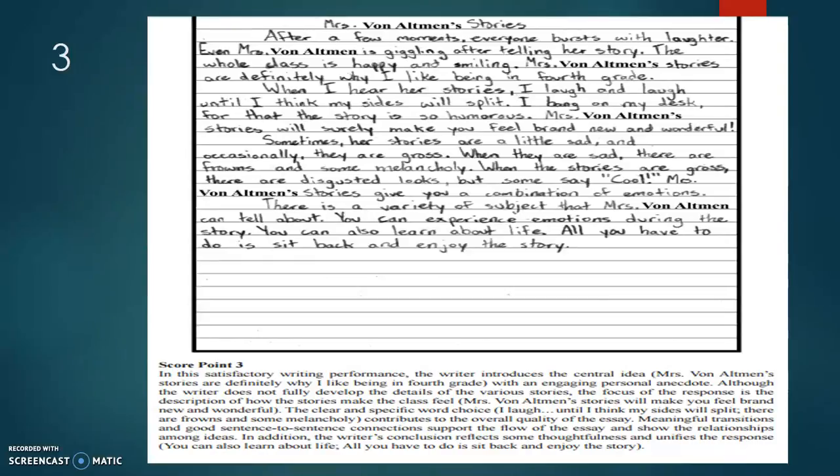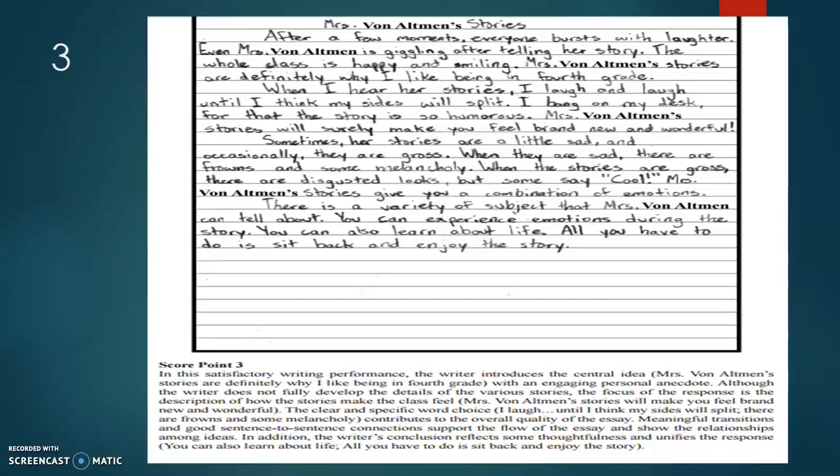In this satisfactory writing performance, the writer introduces the central idea that Miss Von Altman's stories are definitely why I like being in 4th grade. That is her topic sentence. And then in that first paragraph, that is called an anecdote. And an anecdote is a personal story to bring your central idea more to life.